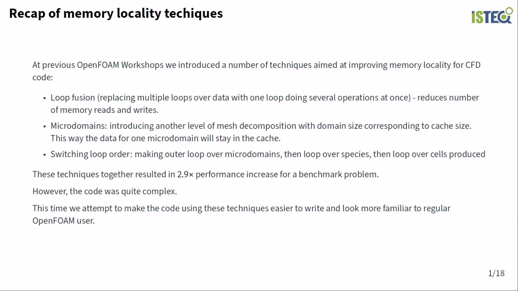Then another technique is micro domains, where you split your mesh into a number of small micro domains with size comparable to cache size. So the intermediate results, if they need to be stored, are stored in small portions. I've also talked about switching loop order, where, for example, changing the loop order over species, over cells and over microdomains with different combinations, you can also gain some performance. These techniques are effective. We've seen about 3 times performance increase with them.